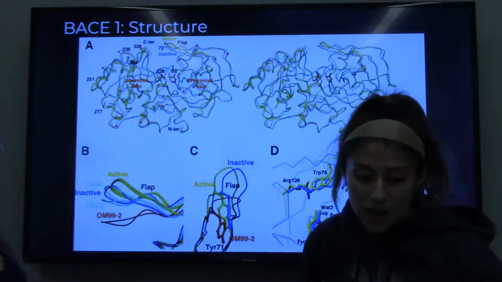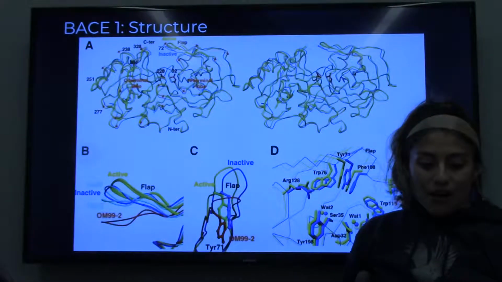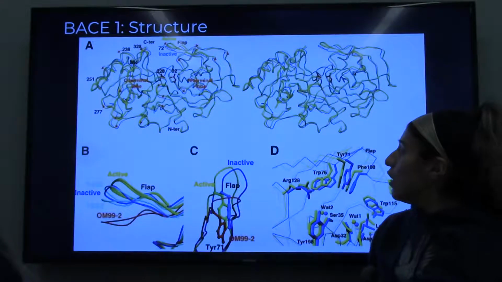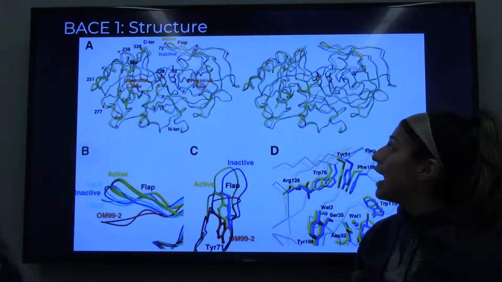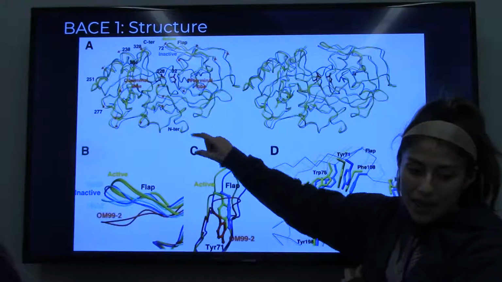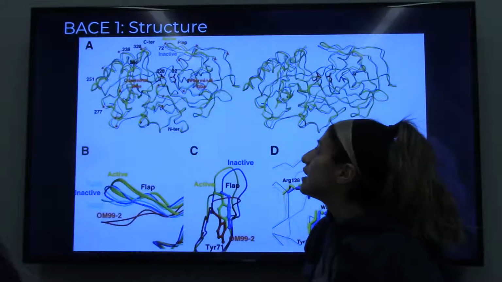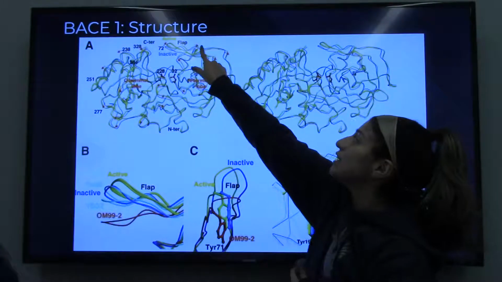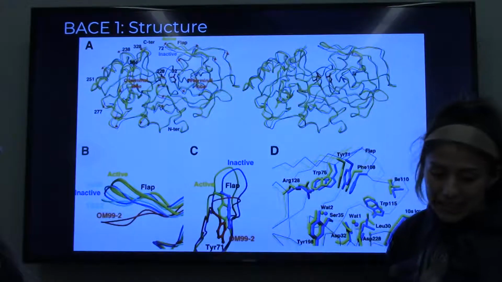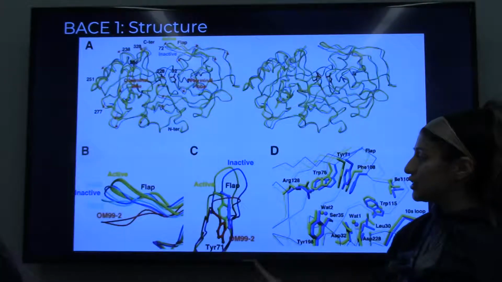So you can see there's the side chains of aspartic 32 and 228 in the active site, represented by a red ball and stick model, as you can see here in figure A. And the displacement from inactive to active structures is indicated by the red arrows, which are seen right here. You can see the front view of the flap and the tyrosine 71 in structure C.